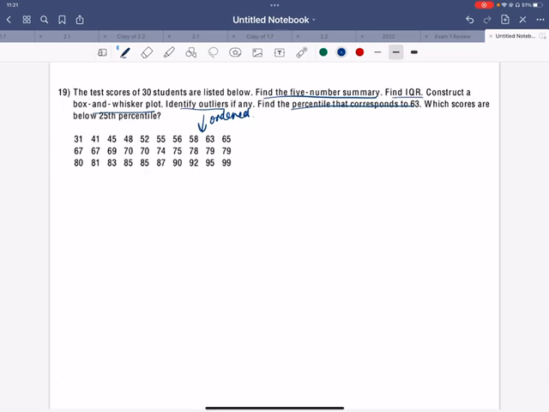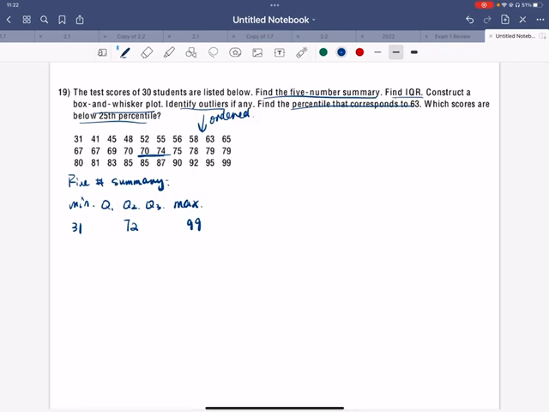Then the percentile corresponding to 63, and the 25th percentile. Let's do it one by one. Let's find the 5-number summary first. The 5-number summary will be the minimum, Q1, Q2, Q3, and then the maximum. The minimum will be 31, and the maximum is going to be 99. Those are points, so just don't skip them. Then we start with the middle to get Q2. That's 70 plus 74 divided by 2, so that should be 72.